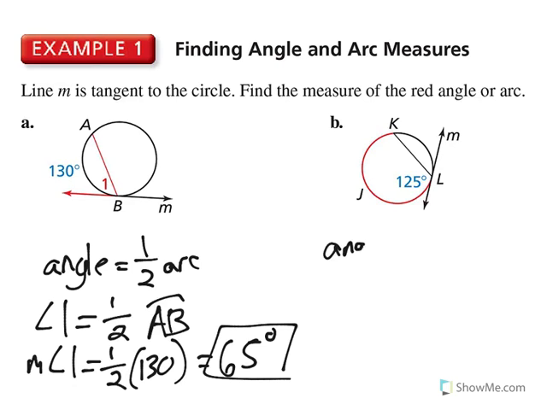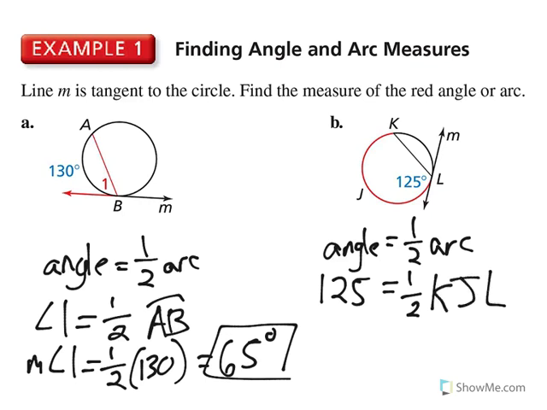For the second one, same thing. The angle is half the arc. This time it gives me the actual measure of the angle, so I put in 125 is equal to half the arc. In this case I can't just use 2 letters because this is a major arc. Notice it's really big and goes through another point, so I'm going to say it's arc KJL. Otherwise, if I just say KL, that would indicate the arc on this side, which I put in blue.